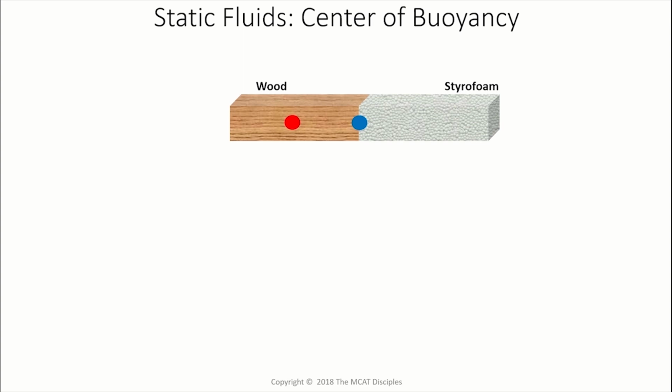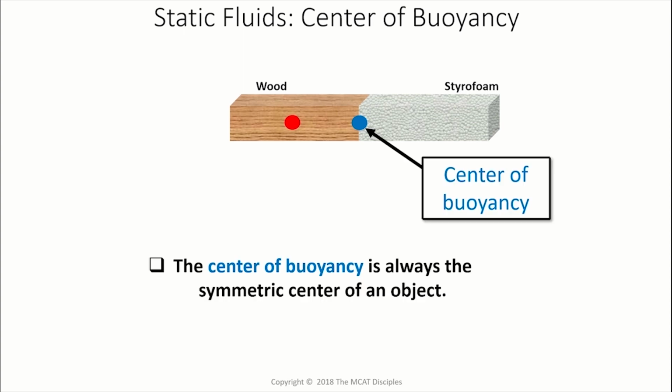It's not something that you'll probably see, but you might see it, so it's worth mentioning. Here is an object that is made of half wood and half styrofoam, and right at the center there is the center of buoyancy. The center of buoyancy is always the symmetric center of the object. So the buoyant force will always be acting this way.